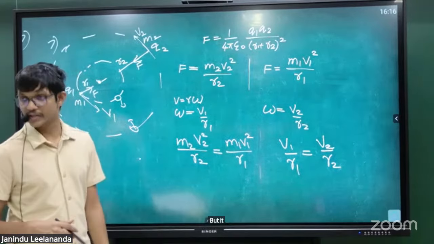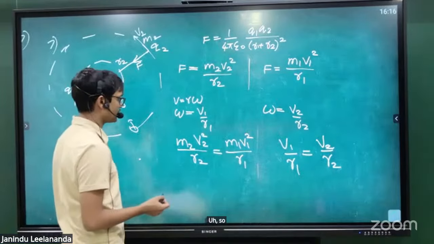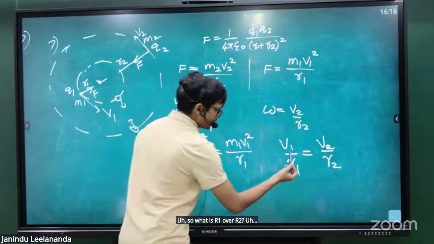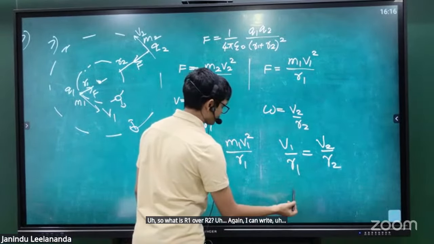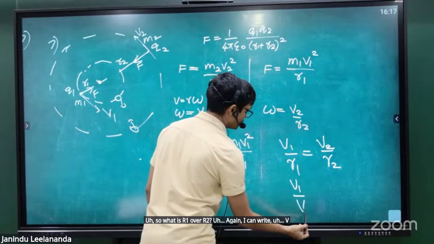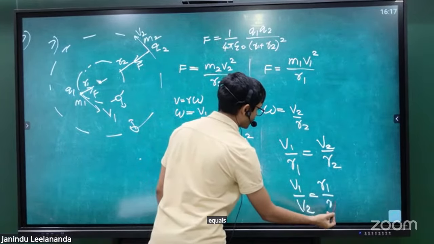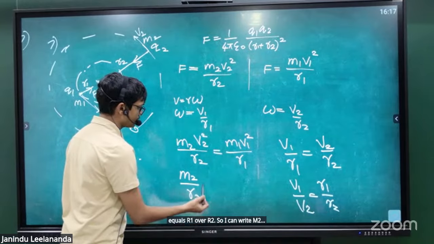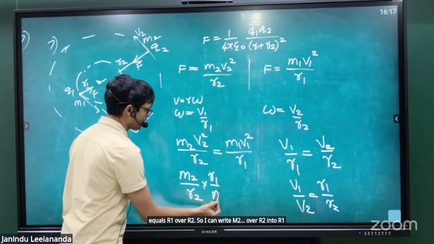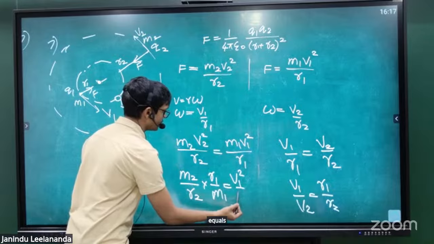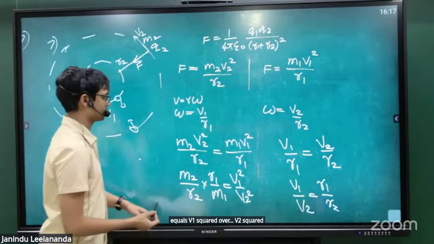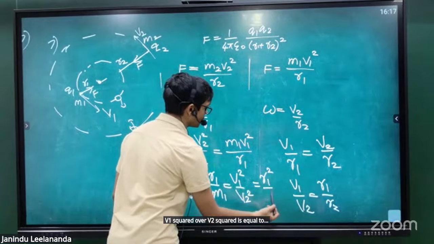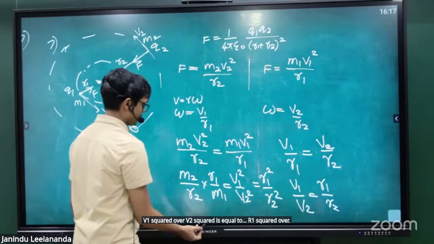What is the question? Find R1 over R2, right? So what is R1 over R2? Again, I can write V1 over V2 equals R1 over R2. So I can write M2 over R2 into R1 over M1 equals V1 squared over V2 squared. V1 squared over V2 squared is equal to R1 squared over R2 squared.